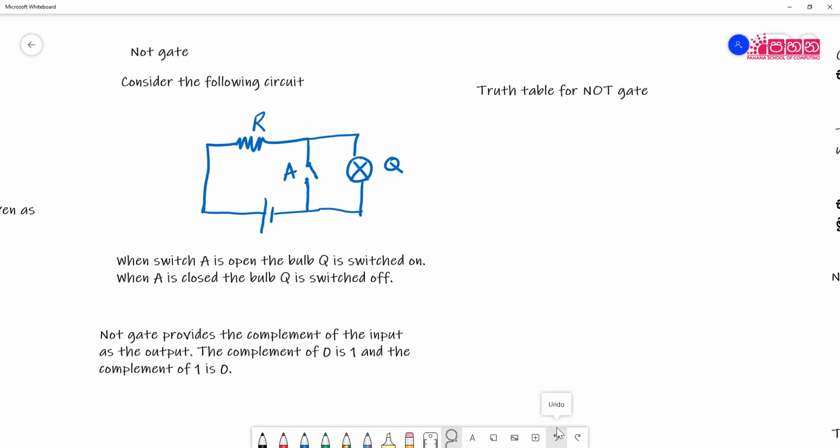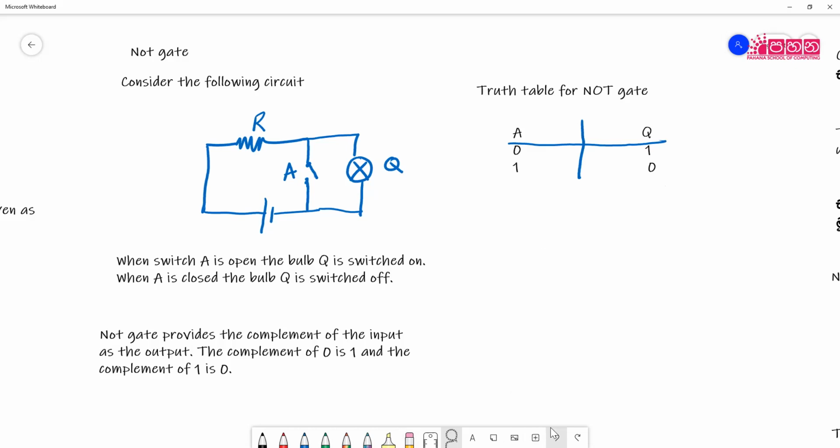If you draw the truth table for the NOT gate, we will have only one input. This time we have one switch A and bulb Q. The truth table will be: when the input is 0, the output is 1. When the input is 1, the output will be 0. So the NOT gate always provides the complement of the input. Sometimes we say it provides A bar, the complement.